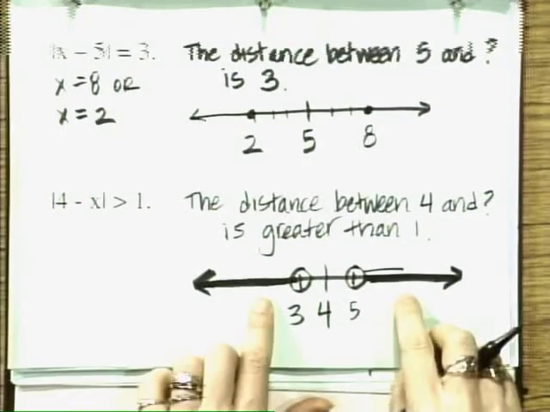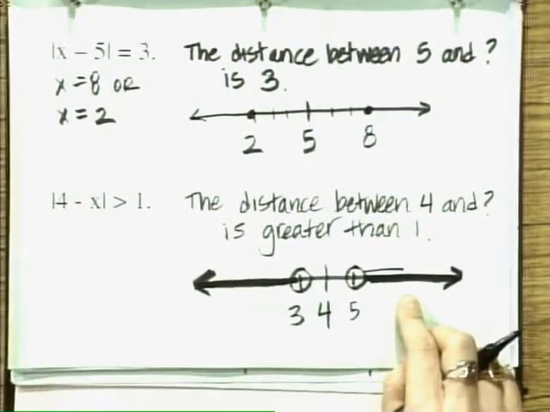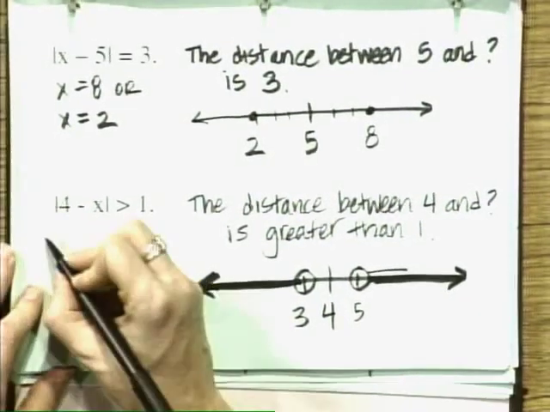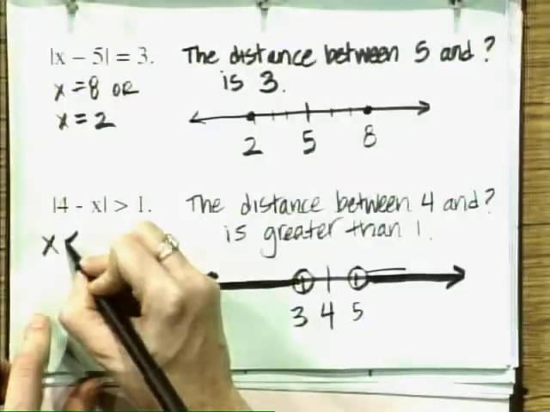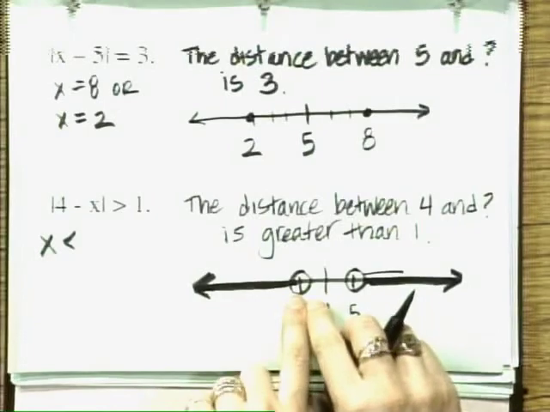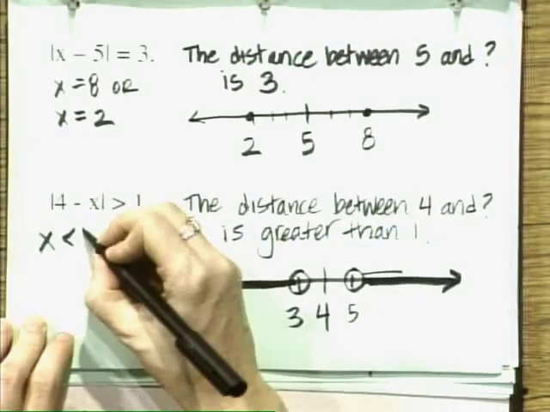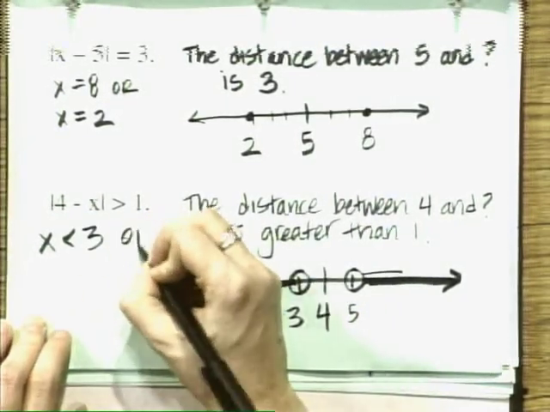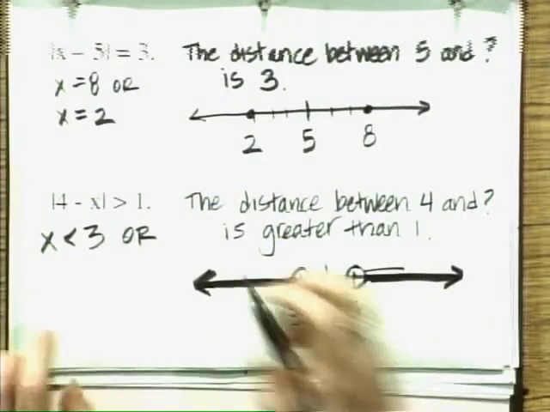So here are our possibilities. And we have inequalities for our solutions because we started with inequalities. And all we have to do is just look at the graph and describe what we see. All our x's are going to be less than 3, or they're going to be greater than 5.